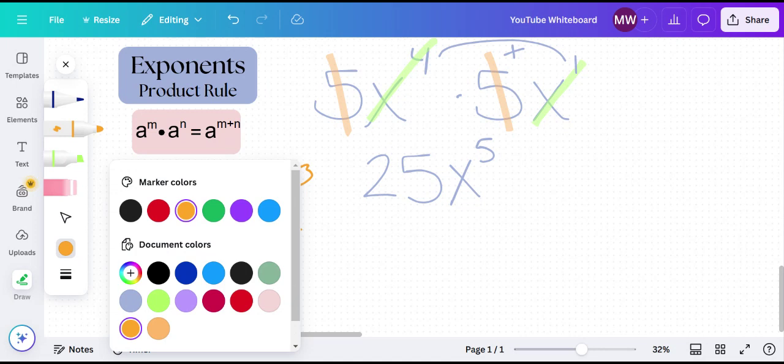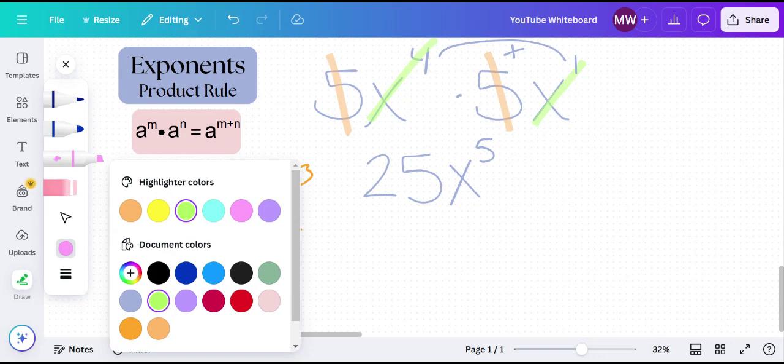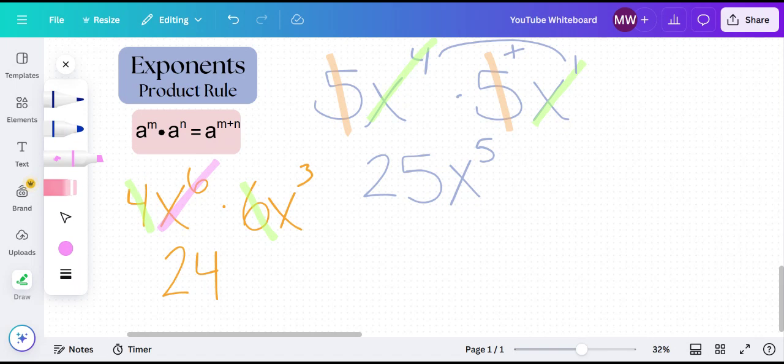Then we can worry about our x's. We've got x to the sixth and x to the third. So my product rule tells me that I am adding my exponents. So I'm going to do 6 plus 3 to get my new exponent, which is 9. So 4x to the sixth times 6x to the third gets me 24x to the ninth. So you can think of these as two different problems. You're multiplying the large numbers, the coefficients, and then you're using the product rule for your exponents.